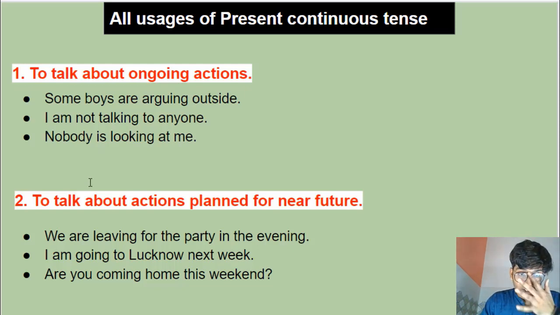The second usage is to talk about actions that are planned for near future. That's going to happen, that's going to take place in near future, okay? We can also use present continuous tense in such a way. We are leaving for the party in the evening. We are going to do something. An action is taking place in the near future, which is evening. We are leaving for the party in the evening. This action is taking place in the future, which is the evening, okay?